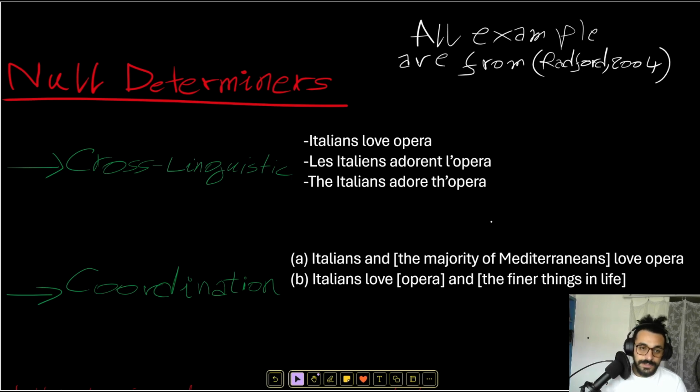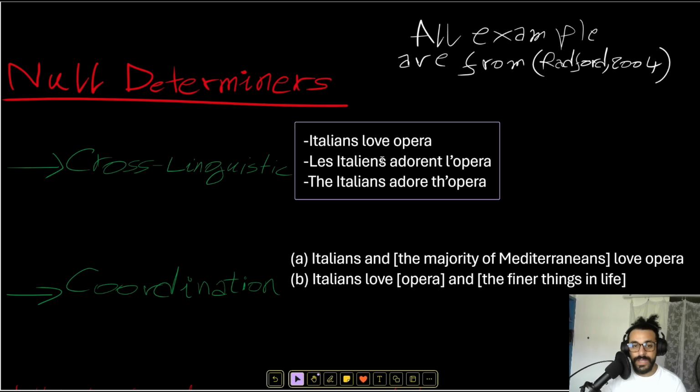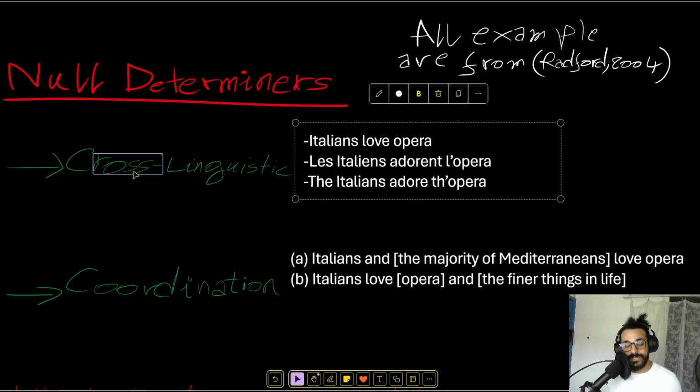So null determiners. First, how do we know that null determiners exist? We have what we call cross-linguistic evidence. Cross-linguistic evidence basically means that we compare languages in order to prove or disprove a certain phenomenon. Here, the existence of a null determiner, which I will refer to here as a lowercase dash. So, Italians love opera. Here we have actually two DPs. We have Italians and opera.